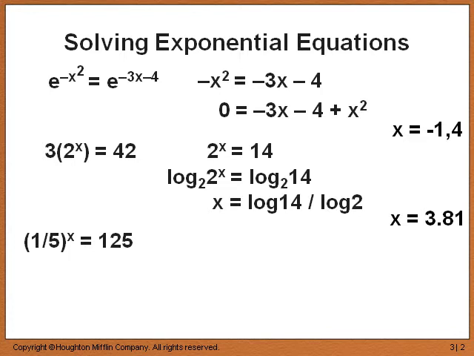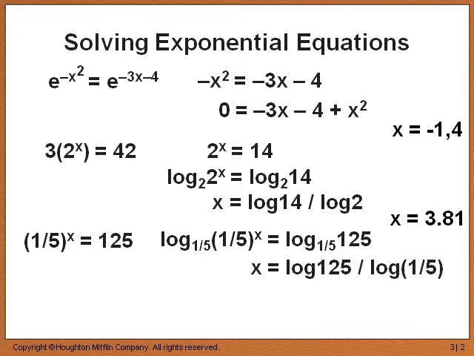One-fifth to the x equals 125. Again, we're going to try to get x by itself. So pause the video, set it up, and then resume when you have your first step. You should have come up with this: log base 1/5 of (1/5) to the x equals log base 1/5 of 125. And why do we do that? Because that allows us to get x by itself, and x equals log 125 divided by log 1/5 because of the change of base formula. And therefore, x equals negative 3. You can just do that on your calculator.